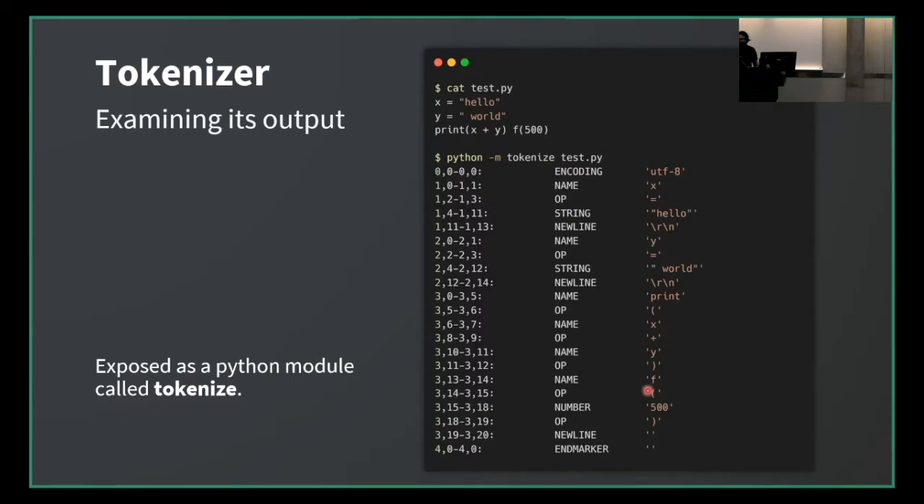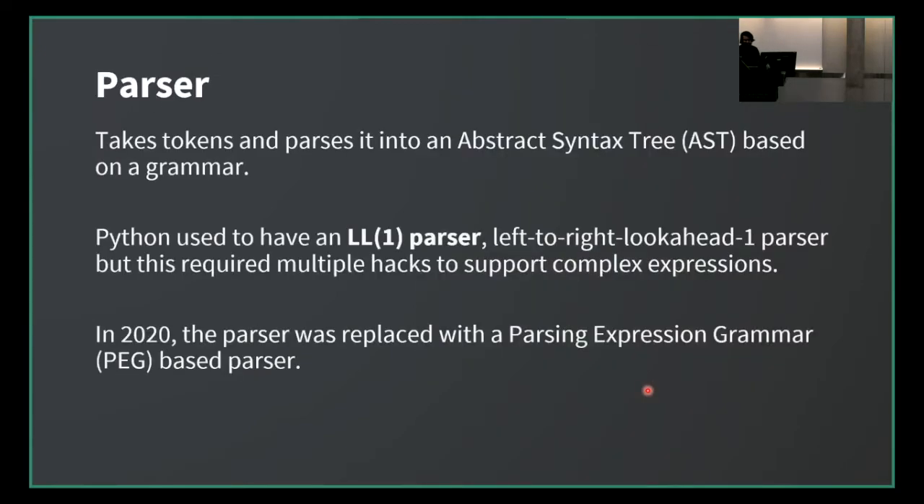After we get this stream of tokens, the next step is a parser. The parser will take this list of tokens and turn it into a tree that's more logically arranged to represent what the program is doing. Python used to have an LL1 parser for the longest time, which means it would scan tokens left to right, and in order to figure out which syntax it is, for example a function call, it could only look ahead one token.